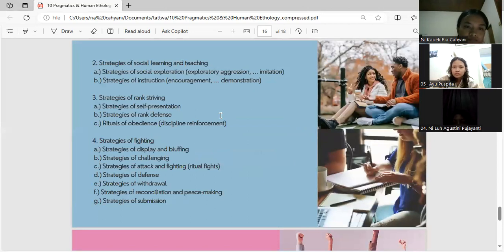And the second one, strategies of social learning and teaching, for example, strategies of social exploration and strategies of instruction. And the third one, strategies of rank structuring, for example, strategies of self-presentation, rank defense, and rituals of obedience. And the last one, strategies of fighting, for example, display and bluffing, challenging, attack and fighting, defense, withdrawal, reconciliation and peacemaking, and submission. So that's all from me. Thank you.